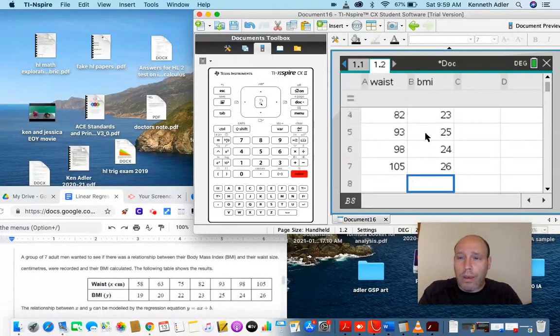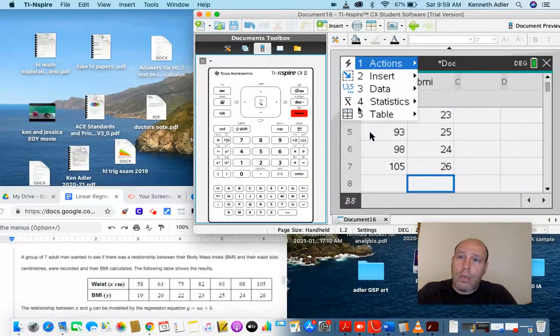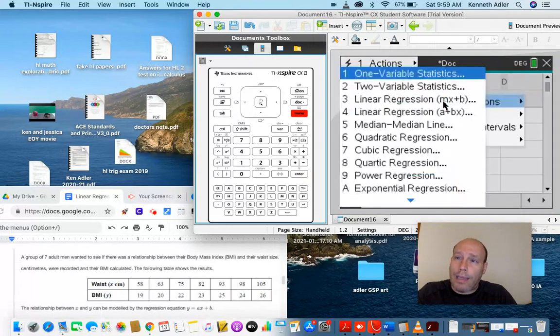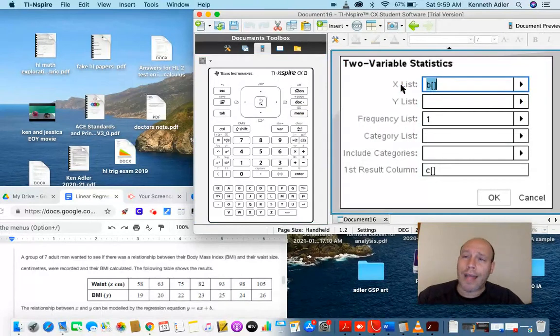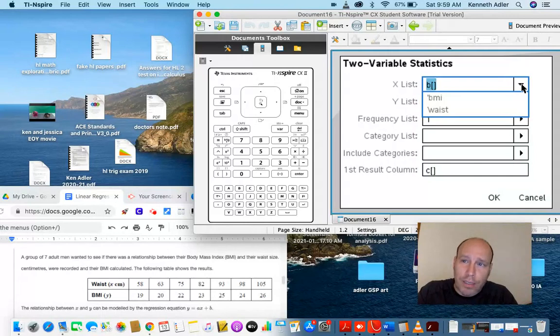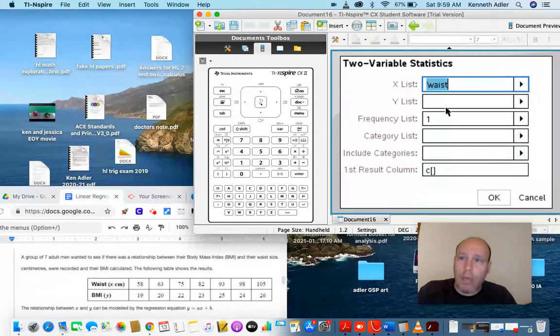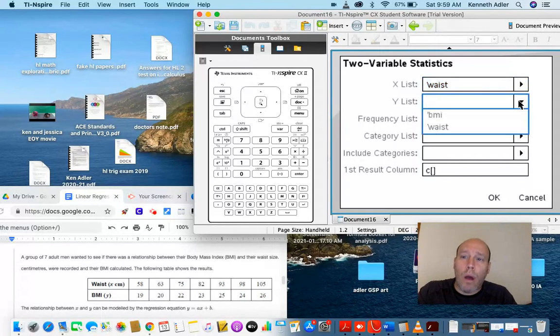The first thing we want to do is find the mean of the waist column and the BMI column. Now, so let's see, menu, statistics, stat calculations, and you know what? I want two variables because let's just kill two birds with one stone. Sorry, I keep sitting on my feet and I'm a jittery person. So click two variable stats. The X list, we're going to call the first list the X list, the waist. And the Y list is BMI.